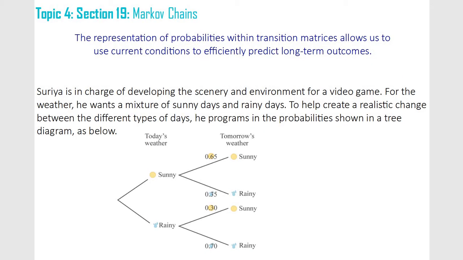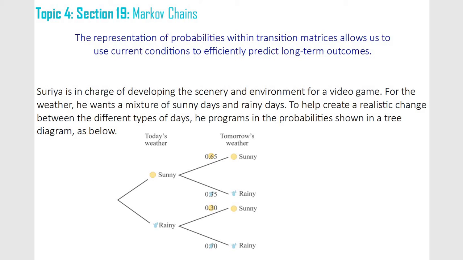Hello! Today we're going to talk about Topic 4, Section 19, Markov Chains. So we basically are going to represent probabilities with transition matrices. The idea is that we're going to be able to use matrices and plug them into computers, and then therefore these computers can do algorithms based on those matrices. So for instance, think about your video games. You want different sunny days and rainy days, so you do prediction matrices.